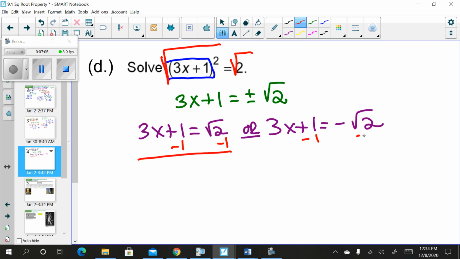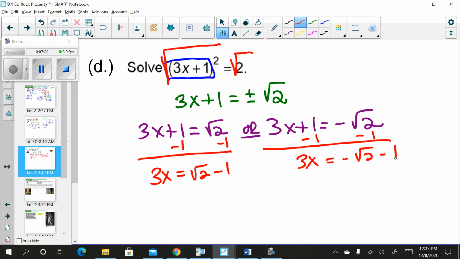When you do that in each case, so I'm going to do these at the same time, you're going to have 3x equals. Now for the other side, you can decide how you want to write it. It doesn't really matter. You can put the radical first or the number, or the whole number. You can decide what's easier for you. But you can't actually put them together because it's not a whole number.